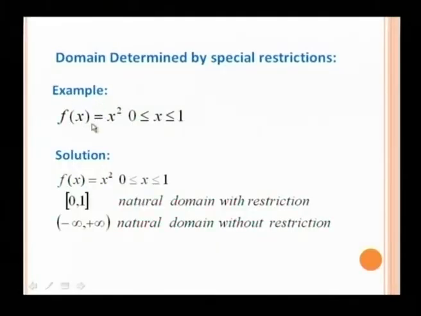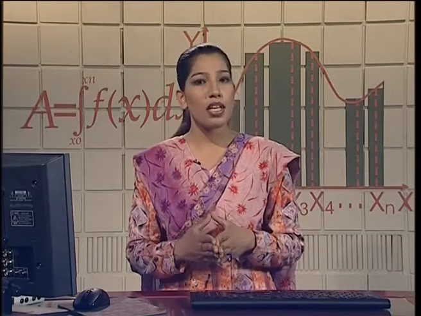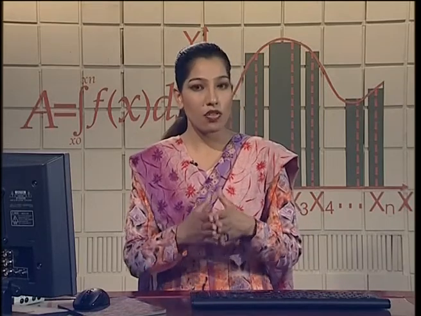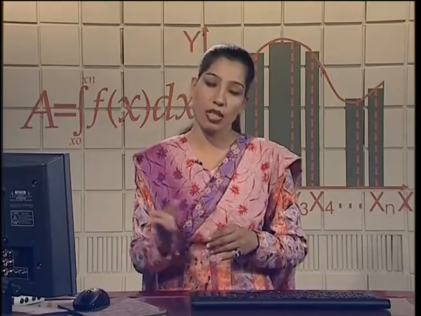To understand the concept of domain determined by spatial restriction more clearly, we can consider an example. If we have a function f of x is equal to x square and that is restricted by some condition, which is x greater than or equal to 0 but less than or equal to 1. So for this function f of x is equal to x square, our natural domain with restriction would be 0 and 1, both numbers inclusive, but the natural domain without restriction would be minus infinity to plus infinity. Now if the domain is restricted by some values, then we cancel the common factor and then we define the domain.